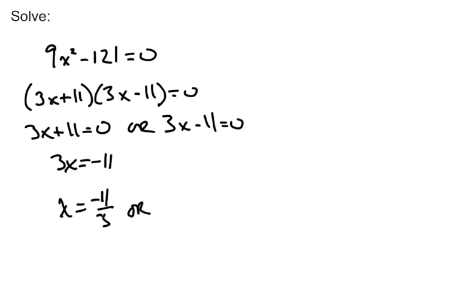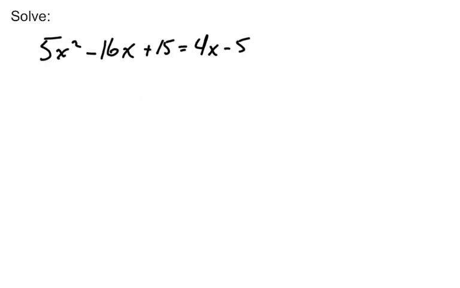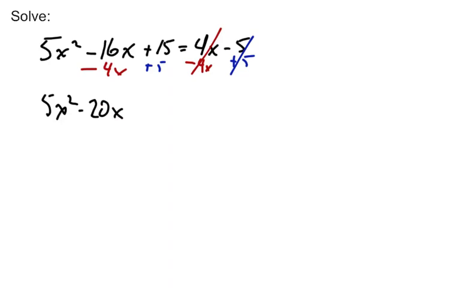Or add 11 to both sides and divide by 3, x will equal positive 11/3. Finally, what if it doesn't equal 0? We'll get it to equal 0. So subtract 4x, and we'll also add 5. That's how we'll get 0 over there. So we'll have 5x squared minus 20x plus 20 equals 0.